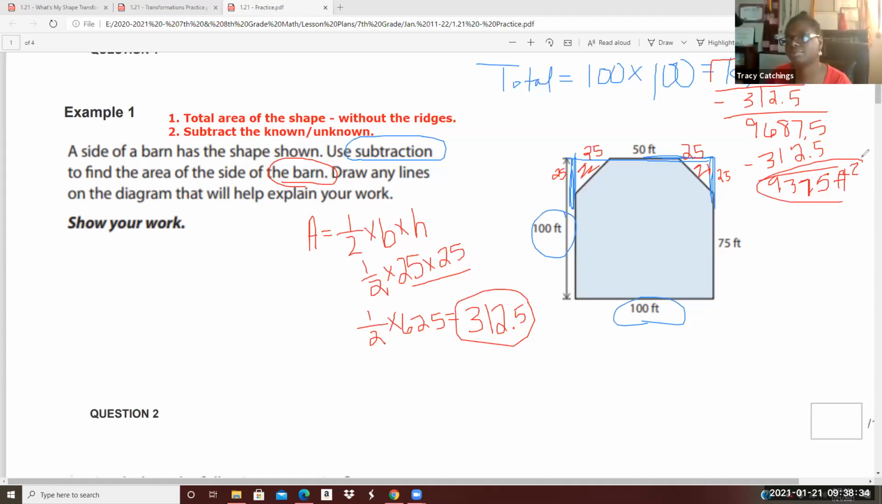Great job. Any questions about how we use subtraction to also find the area of composite figures? Any questions about it? No. All right, anyone still need anything? No, ma'am.